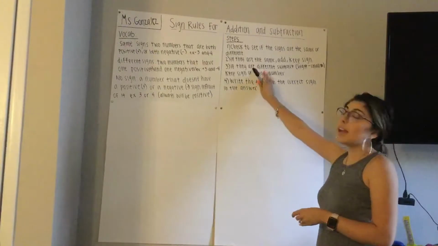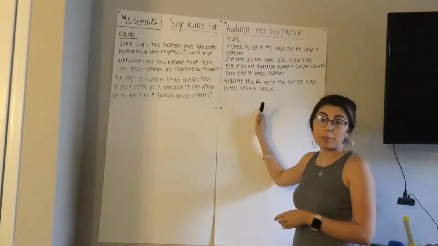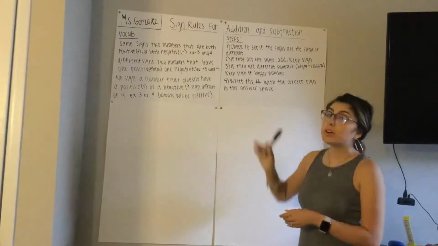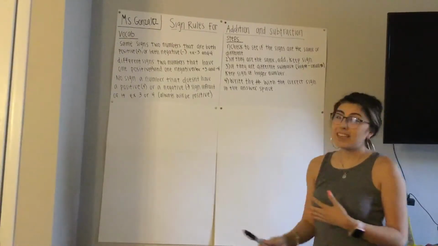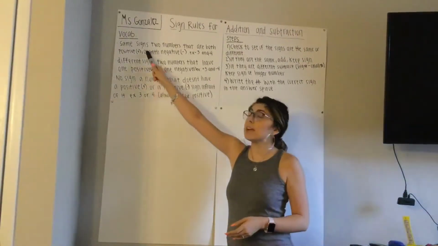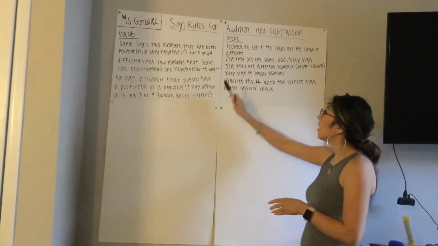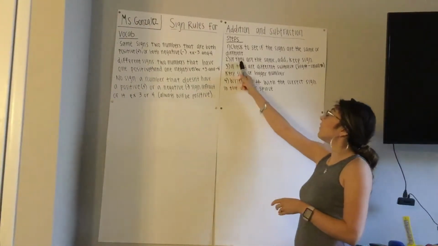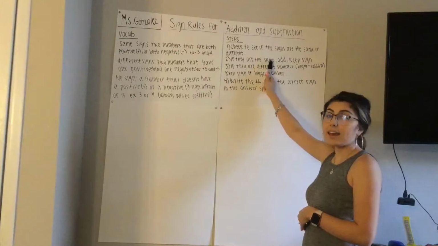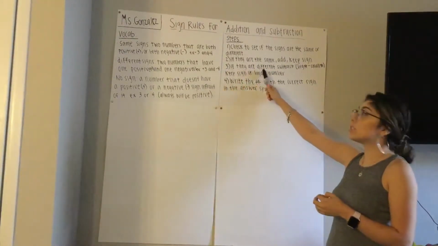Okay. Next, we're going to go over the steps we need to take in order to feel comfortable solving these type of problems. Our first step is going to be check to see if the signs are the same or are they different. Do we have a same sign problem or a different sign problem? Our next step is going to be, if they are the same, add and keep the sign. Step 3, if they are different, subtract.